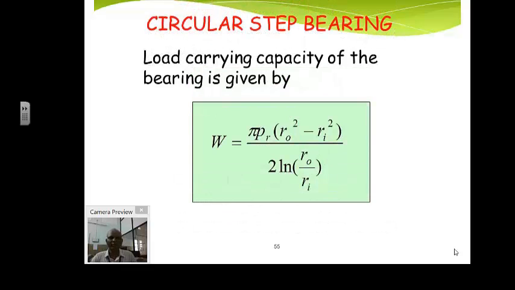The load carrying capacity is given by W equals pi P_R times R_o squared minus R_i squared, divided by 2 log to the base e R_o by R_i. So when the recess pressure is high, the load carrying capacity will be high.